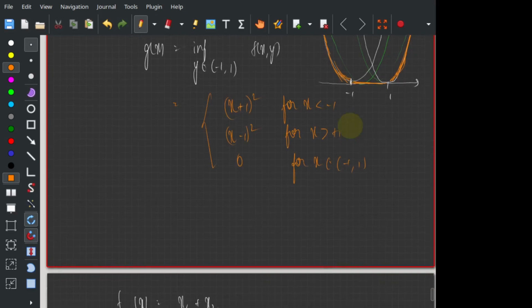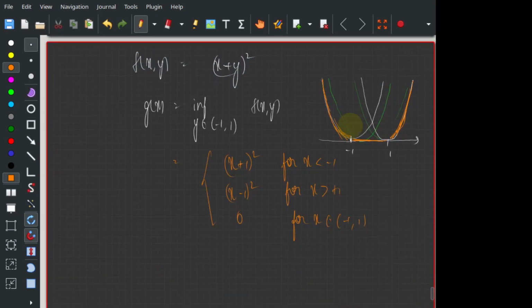For what equality? X is equal to... Fine, it's 0 anyhow. Oh, sorry. I should have said whatever I can say: less than or equal to, greater than or equal to, or x equal to 0. It's 0. No, x, right? It's a function of x. Correct, x plus y the whole square.